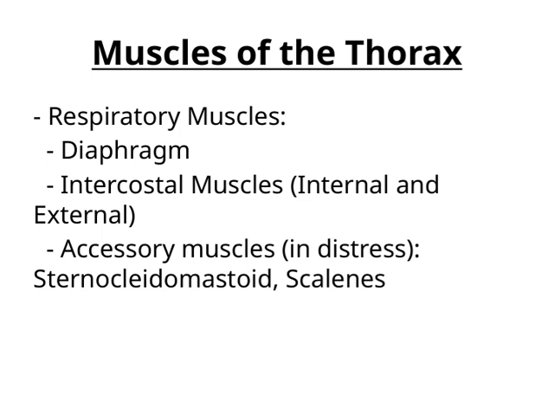In addition, there are accessory muscles that come into play especially during times of respiratory distress. These include the sternocleidomastoid and the scalene muscles. The sternocleidomastoid helps lift the sternum and clavicle, while the scalene muscles elevate the first two ribs. These muscles are not usually active during normal breathing, but become important when increased effort is needed.